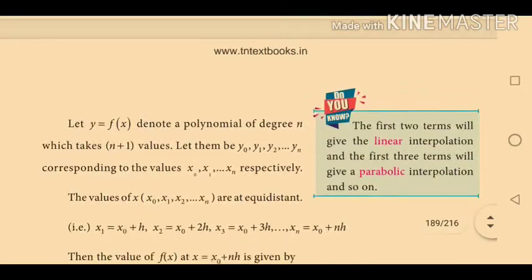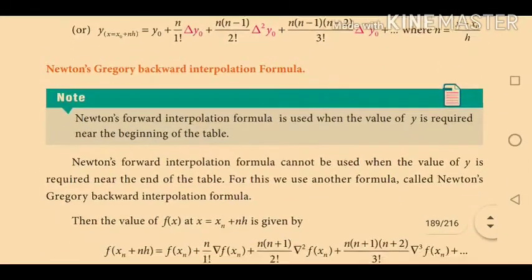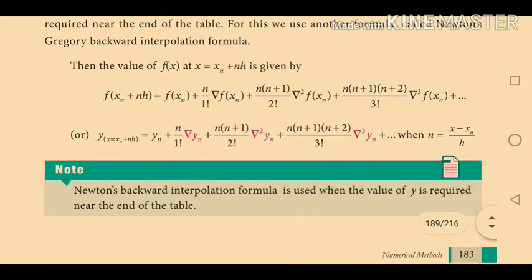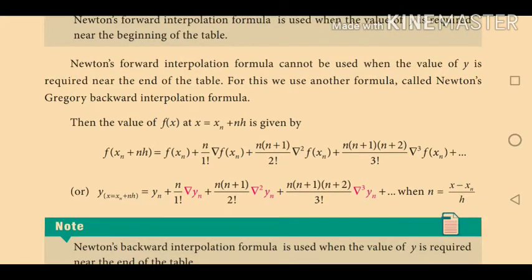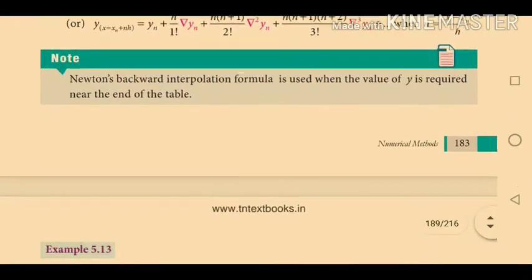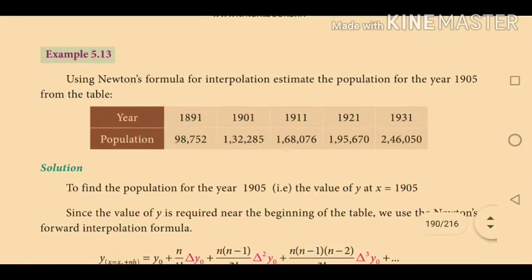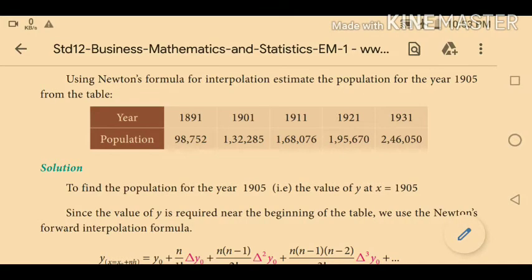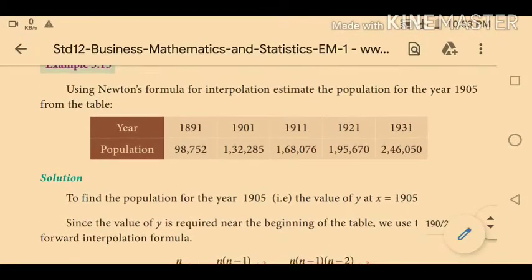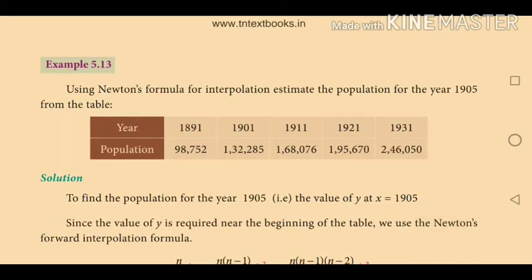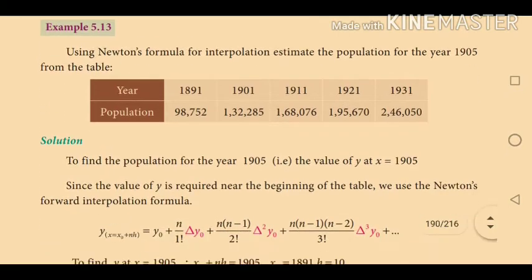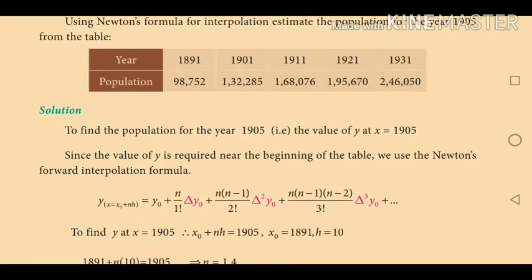Then the next method is the algebraic method. In this method we find the value by applying the interpolation formula, the backward interpolation formula. We will see problem 5.13. Here it is given: using Newton's formula for interpolation, estimate the population for the year 1905 from the table, with years 1891, 1901, 1911, 1921 and 1931. The population is also given. Find the population for the year 1905.